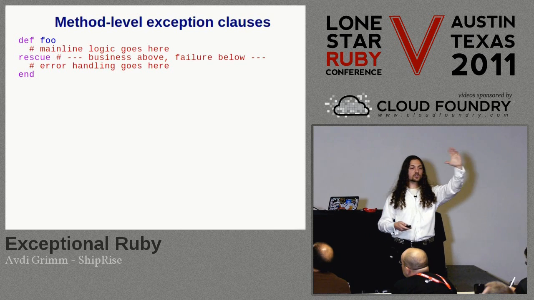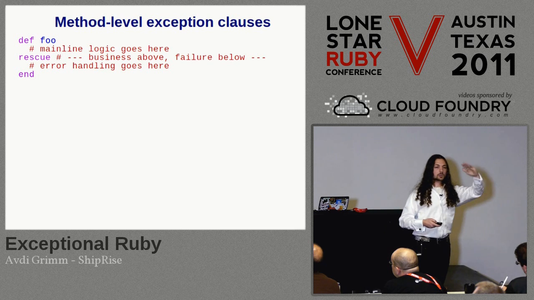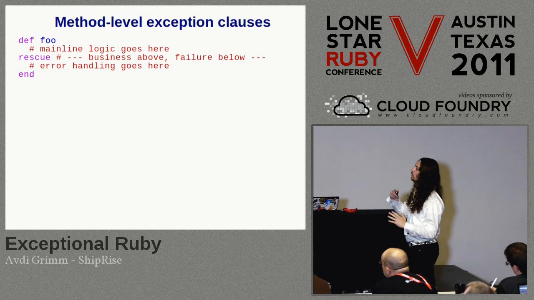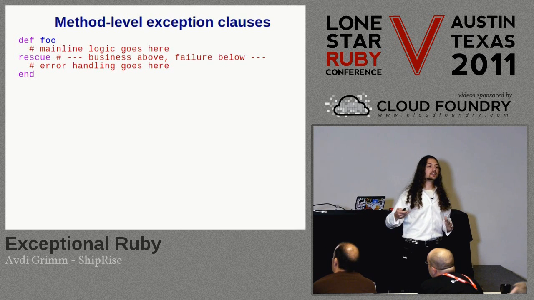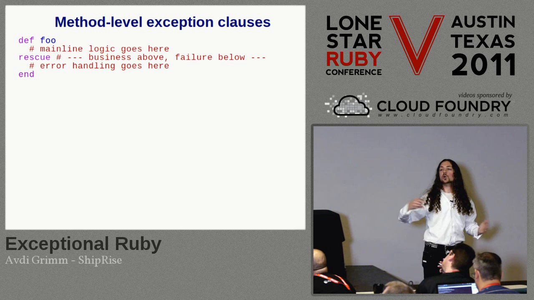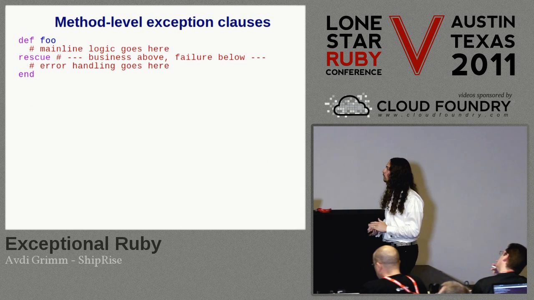So you have the business logic up here, then you have rescue, and then you have failure handling below that, and then the end. And I like to factor my code so that this is all I'm using, and there are no begins. And I find that this really leads to a cleaner, more maintainable code base.